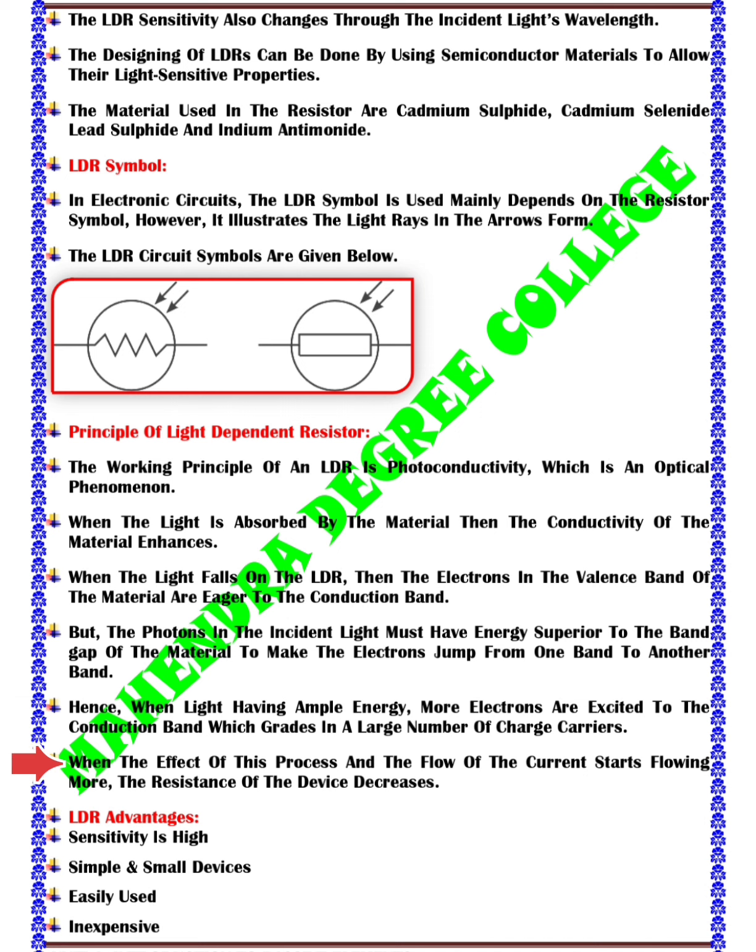The resistance of a device decreases when increased current flow causes a process, like heating, to reduce the resistance. For example, in a light-dependent resistor (LDR), increased light intensity excites more electrons, leading to more current flow and lower resistance. In most materials, increased current can also lead to increased temperature, which can initially increase resistance.